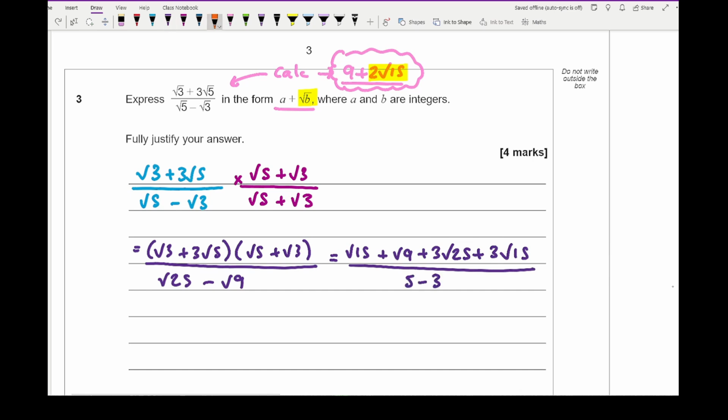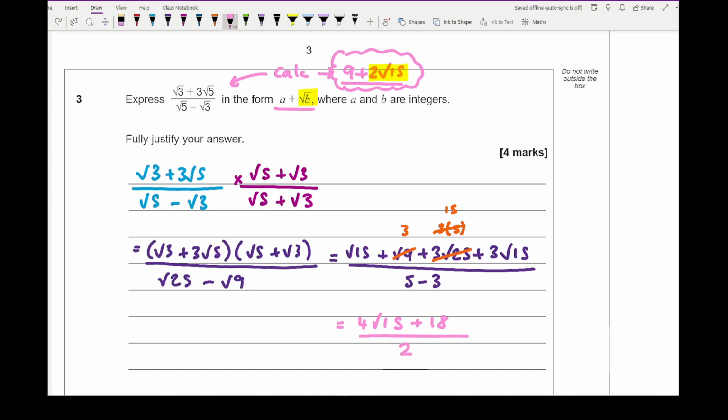So then we could start simplifying this. Root 9 is just 3. 3 root 25 is 3 times 5, which is just 15. And the other two I can't simplify. So from this, what we end up with is 15 root 15 plus 3 root 15 is 4 root 15, plus, and then it's 3 plus 15, which is 18, and that's all over 2.